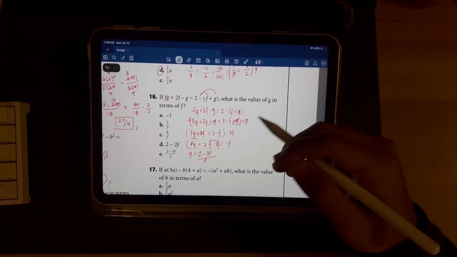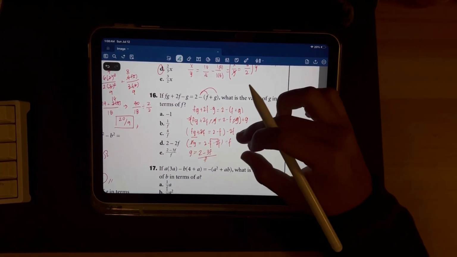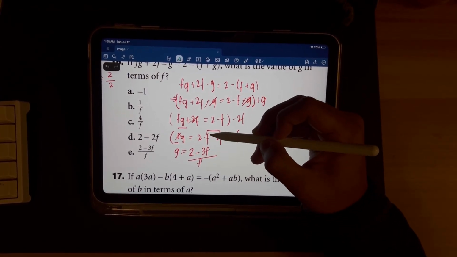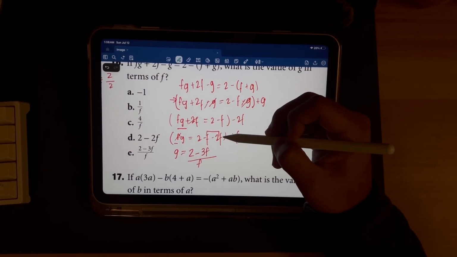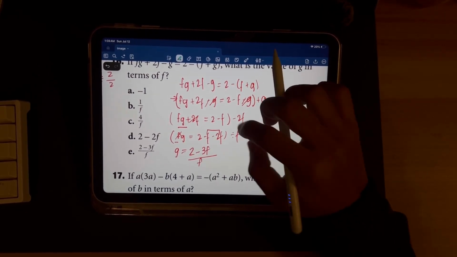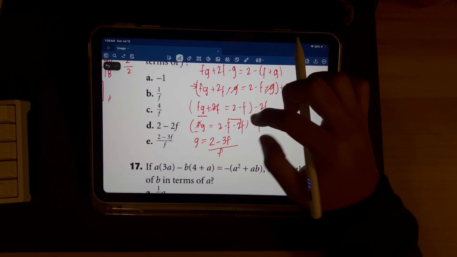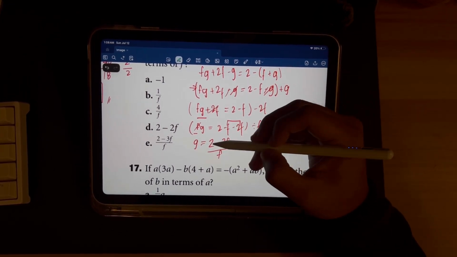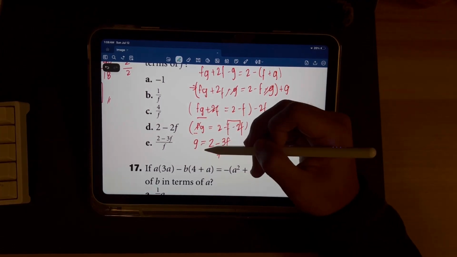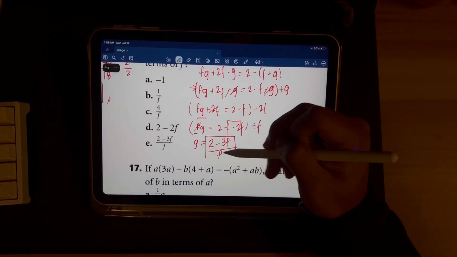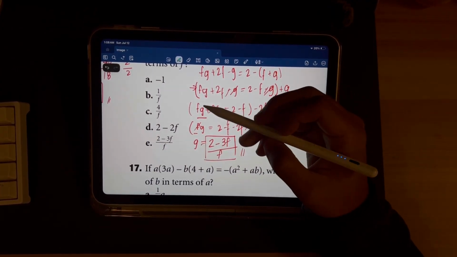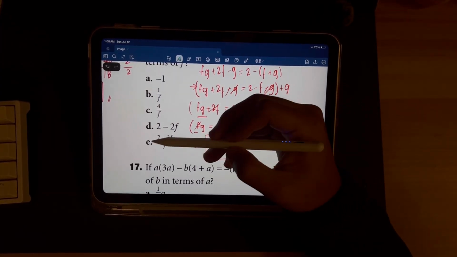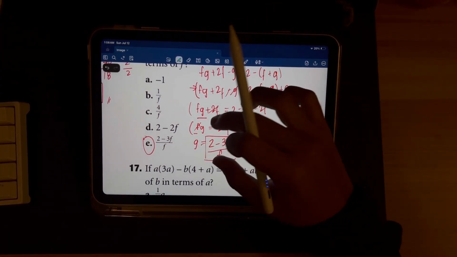So, going back again into the equation or solution, we actually combined negative f with negative 2f, which gave us negative 3f. Since these values can no longer be simplified, this will be our final answer. Now among the choices, 2 minus 3f over f is letter E, hence that is the correct answer.